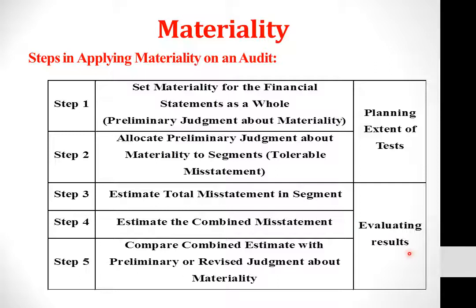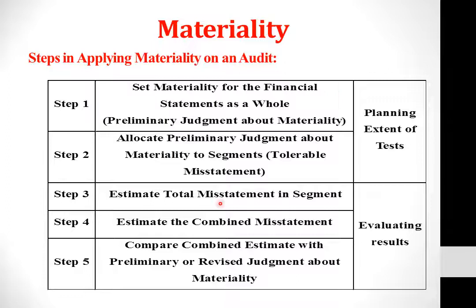احنا عندنا في applying materiality in audit عندنا ال auditor بيعمل خمس خطوات. Step number one, إن هو يبدأ يحسب level, set materiality for financial statements as a whole. Okay, this means he is going to calculate a preliminary judgment about materiality. Step number two, he is going to allocate the preliminary judgment about materiality to segments, and these two steps he does in the planning stage of auditing.